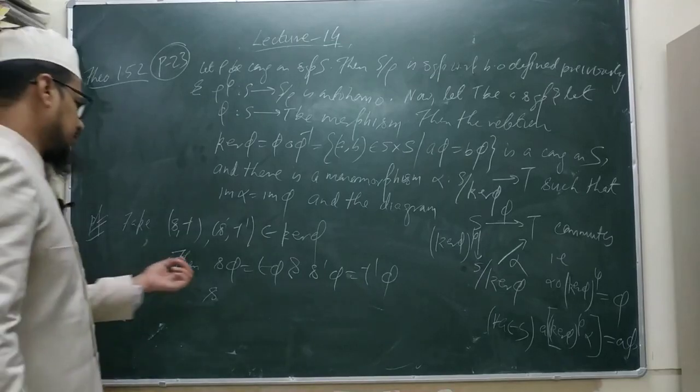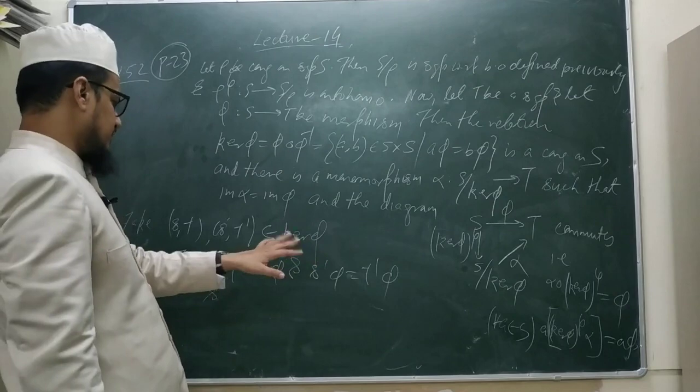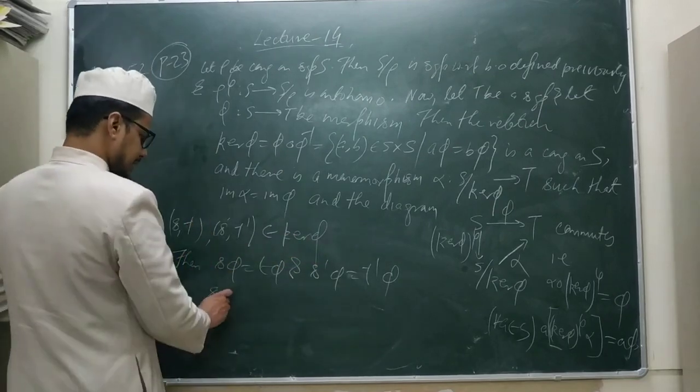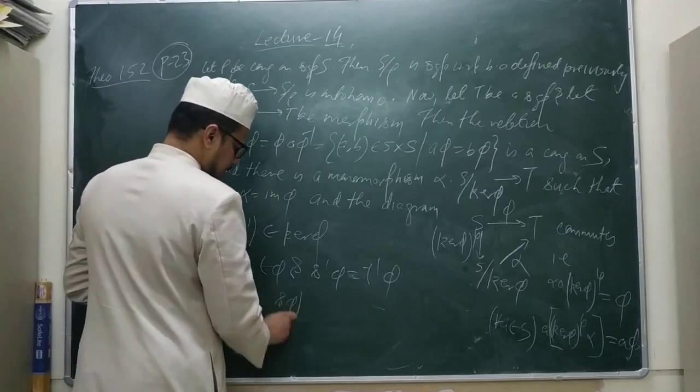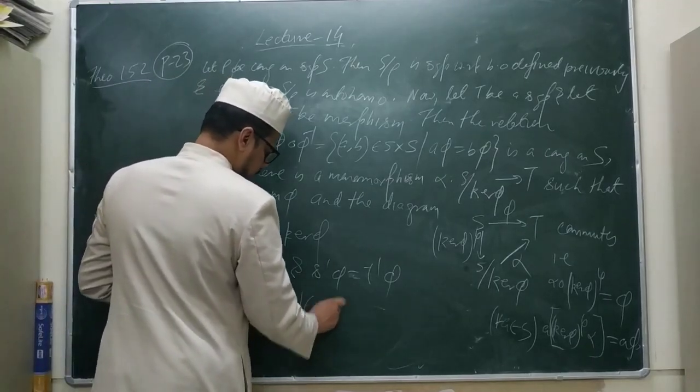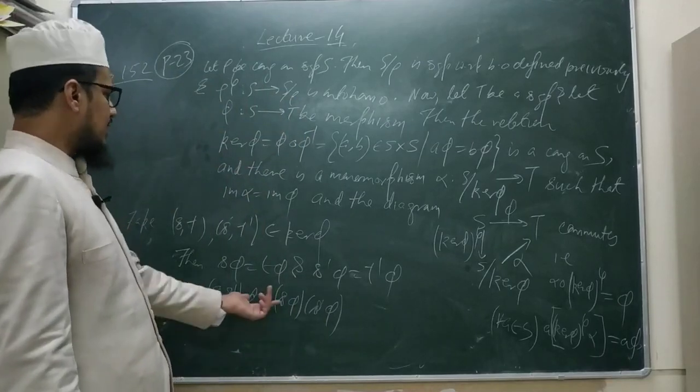So we were doing that Sφ is equal to Tφ and S'φ is equal to T'φ. This we have, correct? Now we calculate SS'φ. What is SS'φ? It is Sφ into S'φ. We can write this or not? Why have we written it like this?